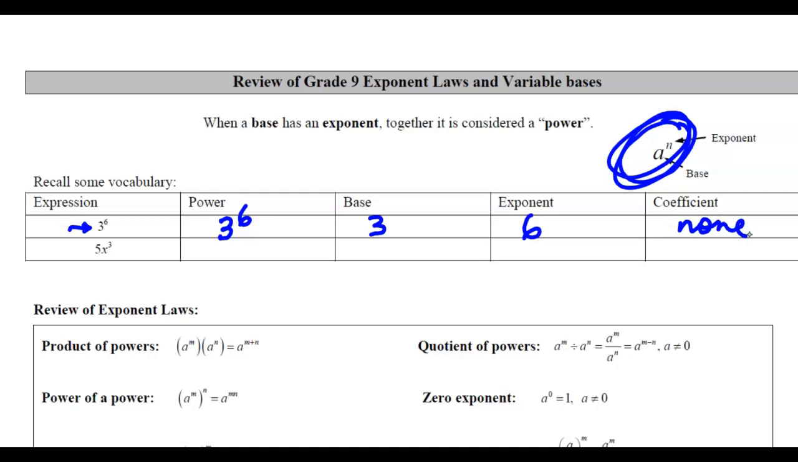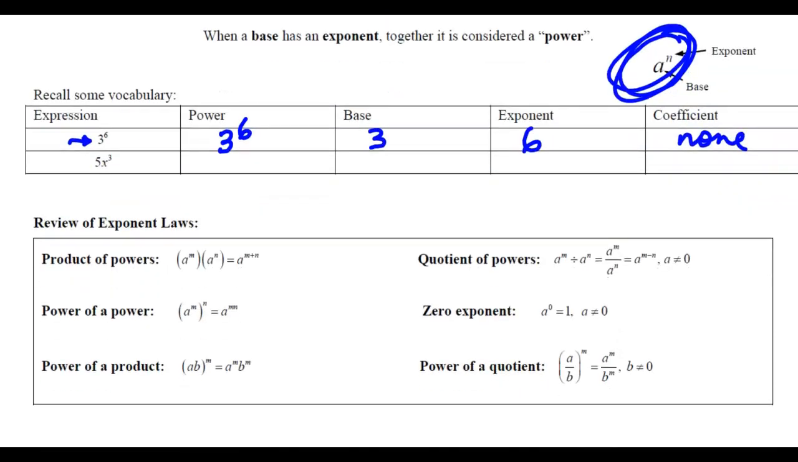Now the next one is a variable expression. It does have a coefficient in this one. So it's 5 times a power. So here the power is x cubed, not 5. The base of that is x. The exponent is the 3, and the coefficient is the 5. So if there's nothing shown in between 5 and a variable, it means multiplied. We call it a coefficient.